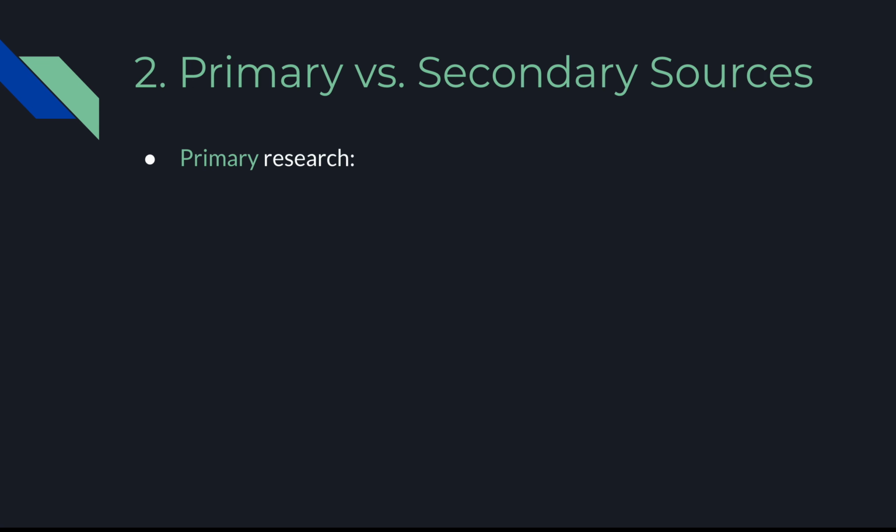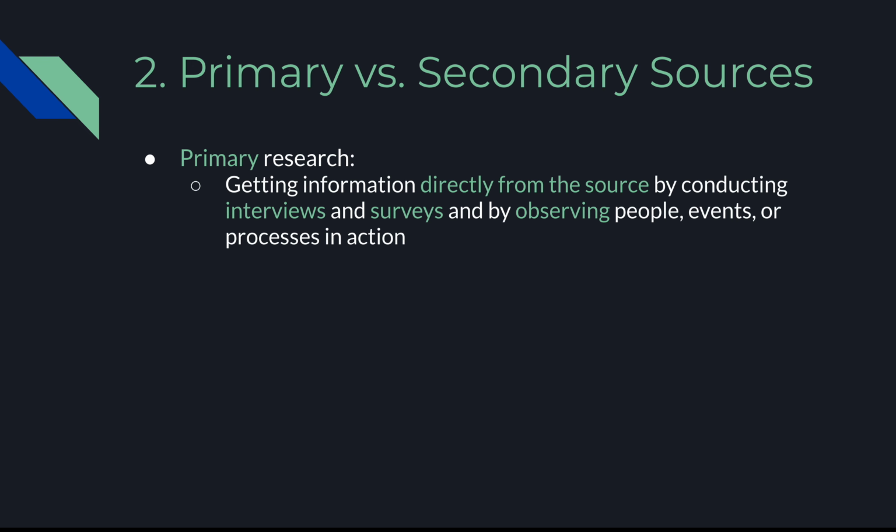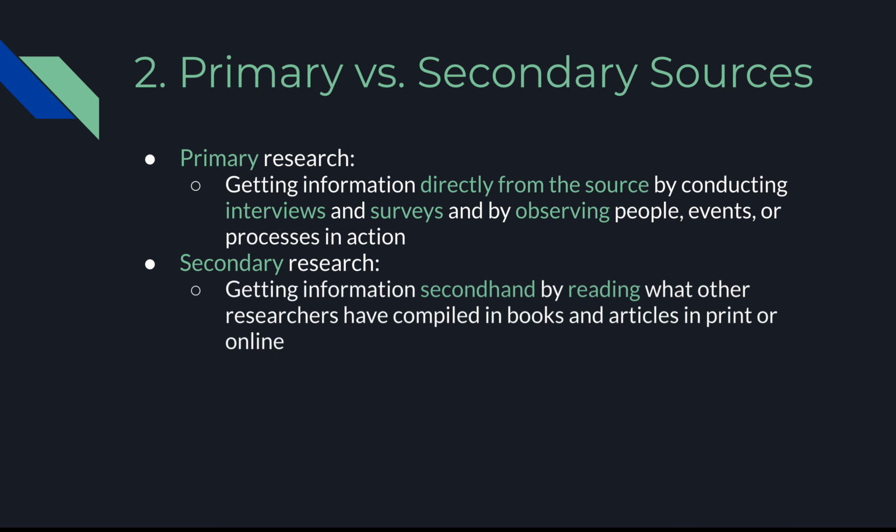Dealing with research, you're looking at two main types of sources, primary and secondary. Primary research involves getting information directly from the source by conducting interviews and surveys and by observing people, events, or processes in action. Secondary research, on the other hand, involves getting information secondhand by reading what other researchers have compiled in books and articles in print or online.